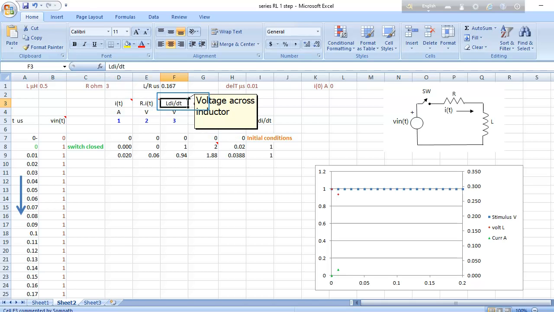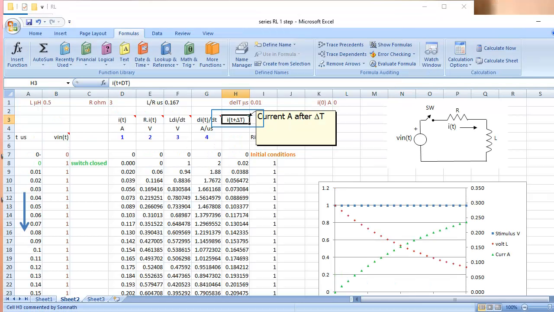Voltage across the inductor will be stored in column F. Rate of change of current can therefore be calculated and will be stored in column G. Current at next instant of time can therefore be calculated and will be stored in column H.